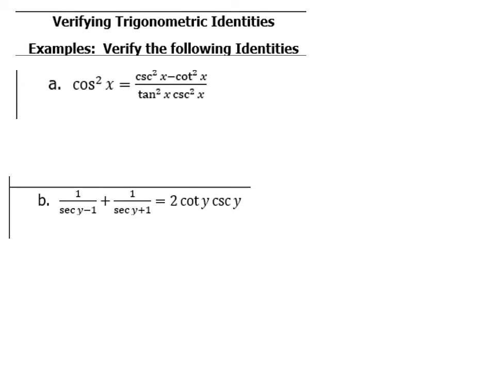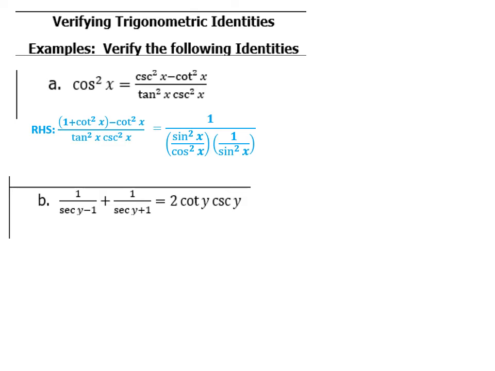So here we have a couple identities. Cosine squared x equals cosecant squared x minus cotangent squared x over tangent squared x cosecant squared of x. Which side's more complicated? The right-hand side. So start with it. Notice how I've labeled this right-hand side. I've just taken the top, cosecant squared x, and used a Pythagorean identity. That's equal to 1 plus cotangent squared of x. I can simplify that to just 1 on top.